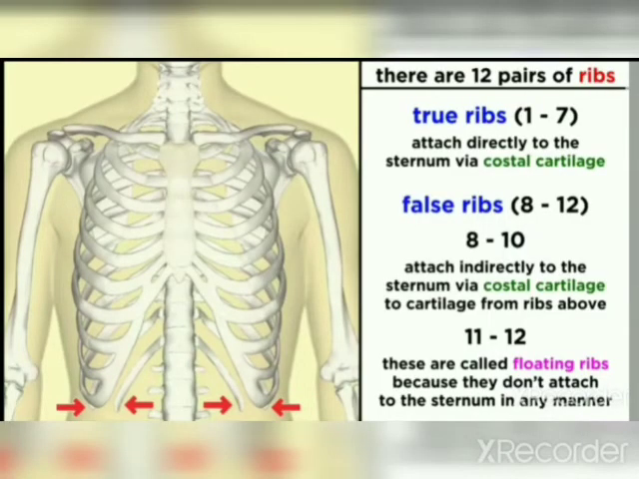There are 12 pairs of ribs. Out of these, numbers 1 to 7 are true ribs because they attach directly to the sternum via costal cartilage. Numbers 8 to 12 are false ribs. Ribs 8 to 10 attach indirectly to the sternum via costal cartilage to cartilage from the ribs above. And ribs number 11 and 12 are called floating ribs because they don't attach to the sternum in any manner.